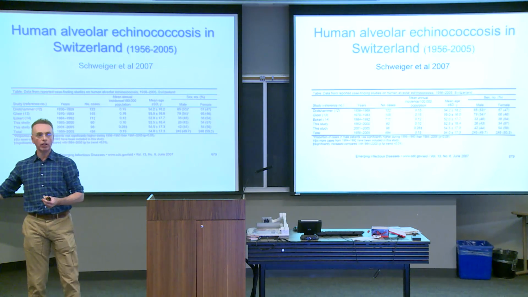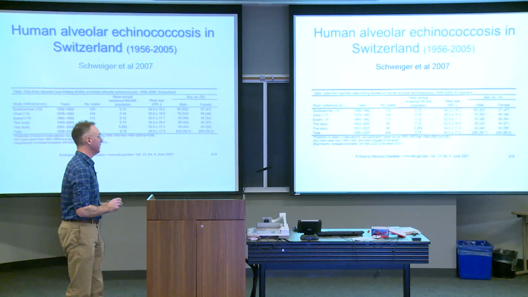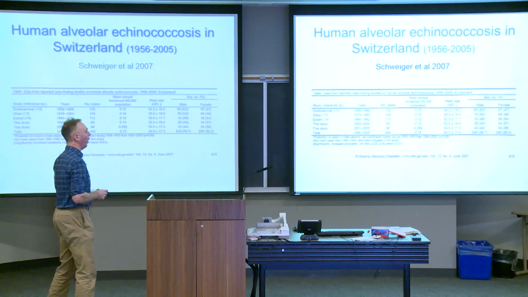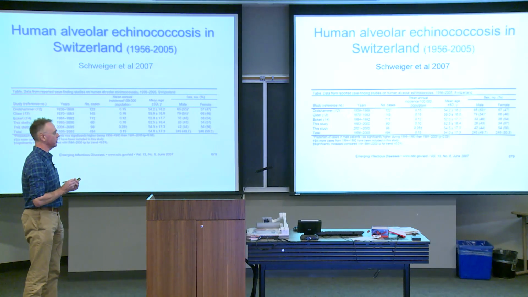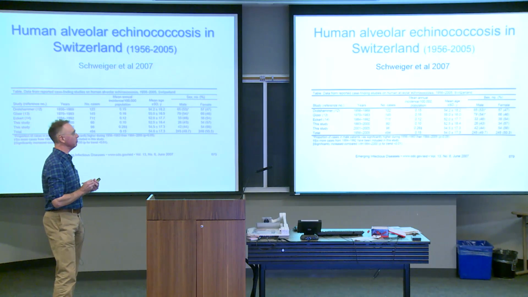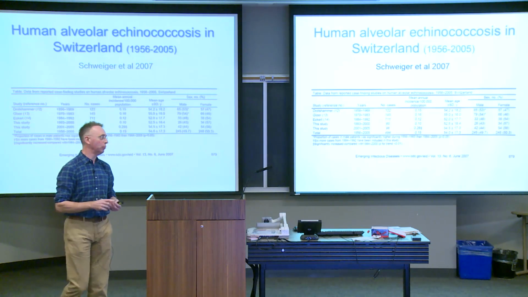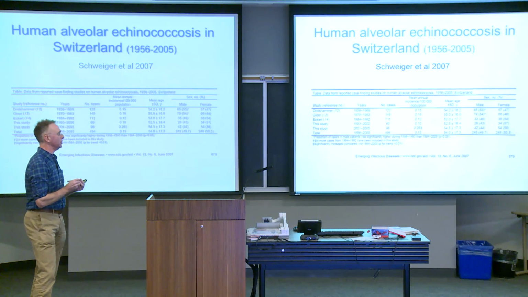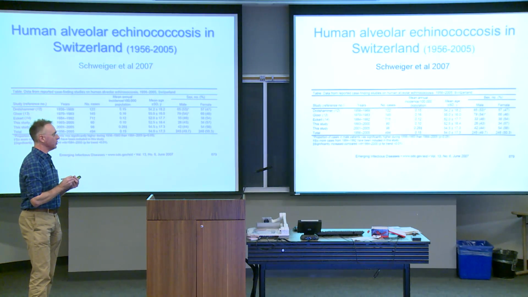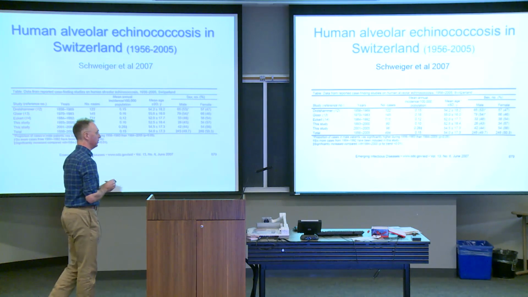They went back and looked at all of the cases to standardize the case definitions, and asked the question, number one, how many cases were diagnosed over each of those periods? But more importantly, what was the mean annual incidence per 100,000 people in the population? This is, I think, the most interesting column here. So it's the mean annual incidence, so the number of cases per 100,000 people in Switzerland.